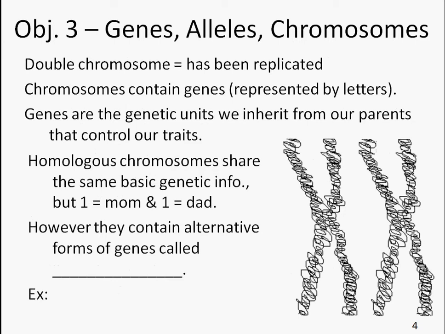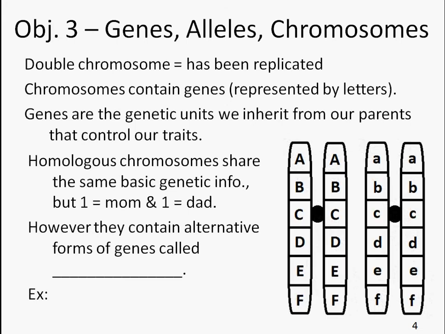Next objective is about genes, alleles, and chromosomes. And again, when you see a double chromosome, that's one that has been copied. It's been replicated during S phase of interphase. And chromosomes, which we kind of started talking about, contain genes, and they're represented by letters typically in a chromosome. So these guys right here on the page are going to transform into what you see on your page. And so these are 2 homologous chromosomes. We'll get into some details of which.